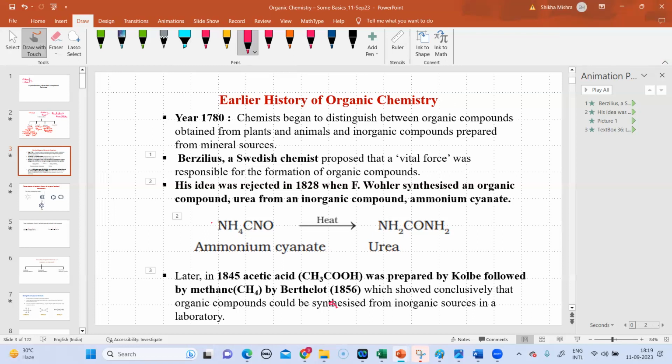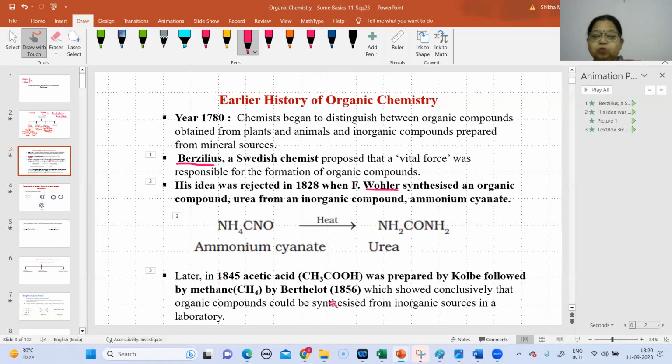Okay, the key takeaway is that the vital force theory was given by Berzelius. That is the first important thing for you. And the second important thing is Wohler, who opposed this idea by synthesizing urea, an organic compound, in the laboratory from an inorganic compound, ammonium cyanate, right? This compound is ammonium cyanate.